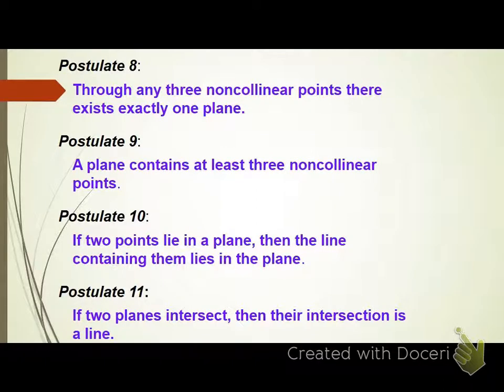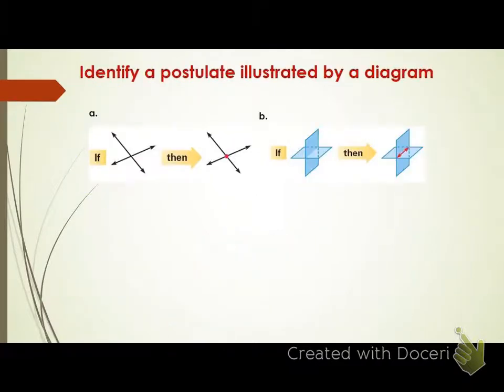And then this last one here, again, it talks about the intersection. An intersection of two planes. If you look at the two walls in your room right now, two walls that come together in that corner can be a line. So two planes intersect, and their intersection is a line. Okay? So it's really about what you know and then what you can conclude.